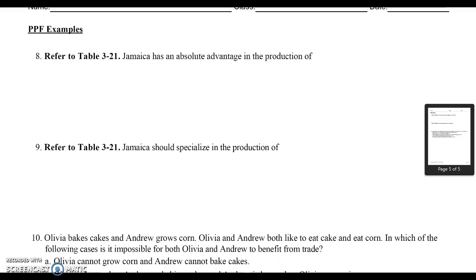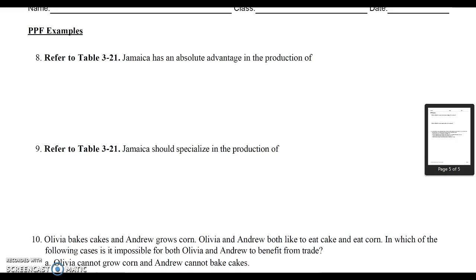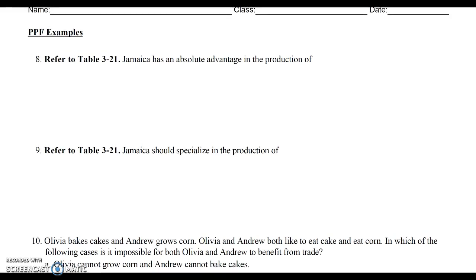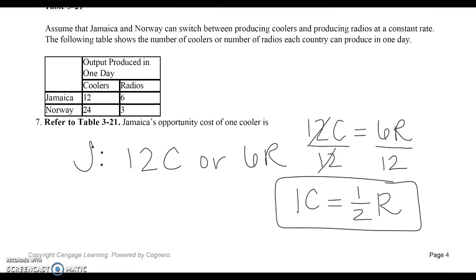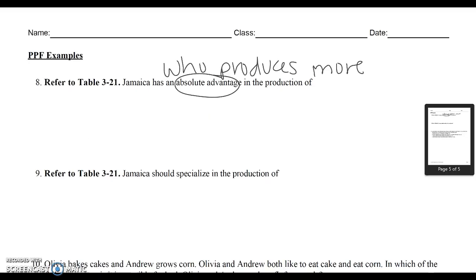All right, so now we have the same table that we're using for this example. So this one says Jamaica has an absolute advantage in the production of... and remember, absolute advantage is just who produces more. So you're just looking at numbers. You don't care about the cost. So let's go back up to our table. Jamaica, if you look at coolers, cannot produce more of them. Norway actually produces more. So Norway has the absolute advantage in coolers, but Jamaica can produce more radios. So their absolute advantage is in radios.